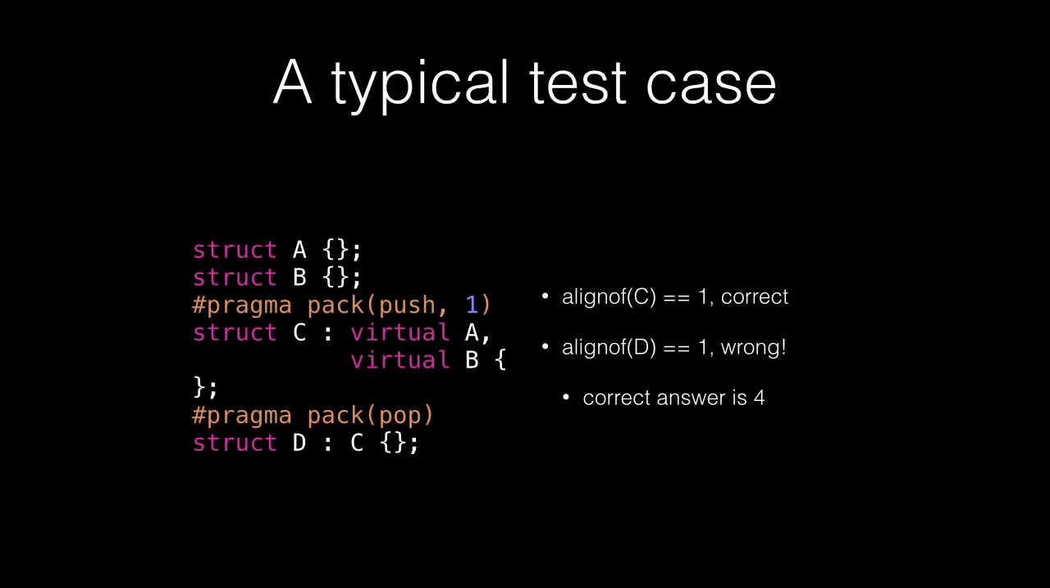Here's one of the examples of one of these test cases, right? We would have struct A followed by struct B. Both of them are empty. We have struct C, which virtually inherits from A and B and is surrounded by a pragmapack. And we'd have struct D, which has inheritance from C. And crazily enough, the alignment of D and the alignment of C are different, even though they have the exact same layout. Why? Well, it turns out that the ABI has a particular quirk that requires this kind of behavior.